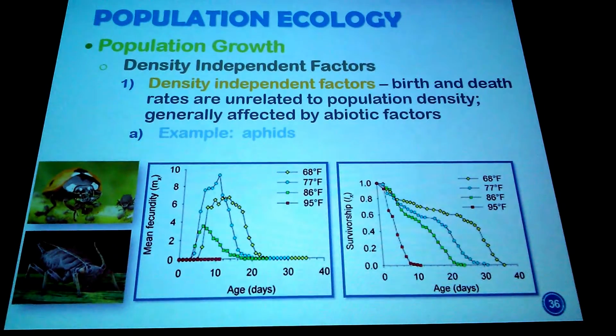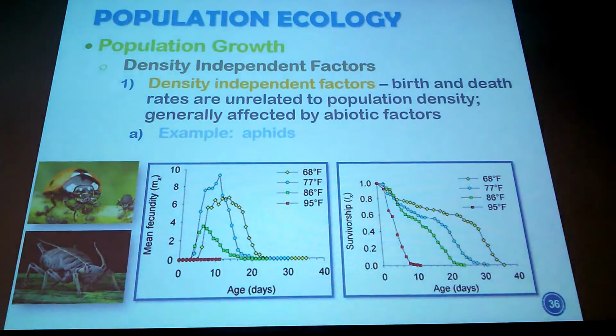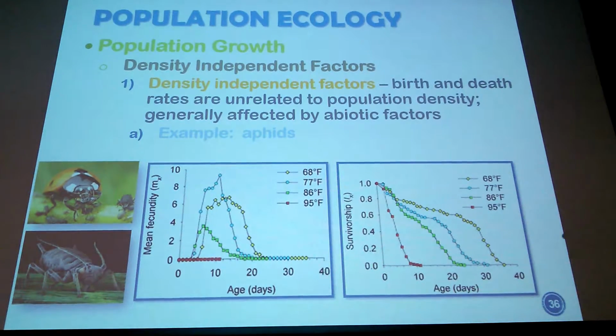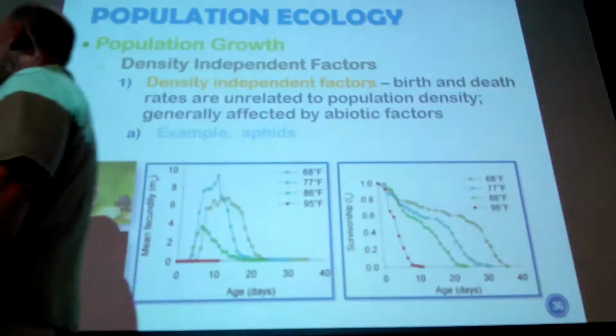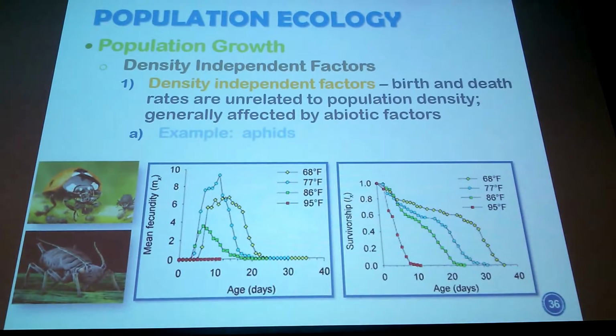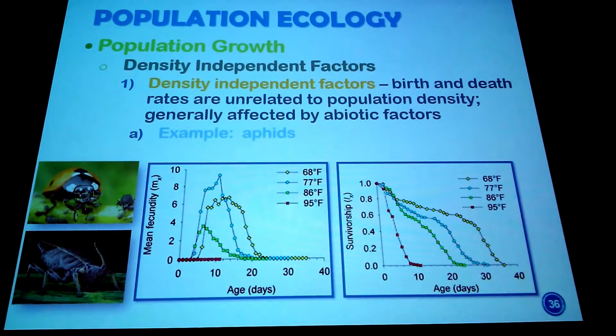Now, shifting gears, pay attention. It says density independent factors. Things that affect population that has nothing to do with the population size. Birth and death rates are unrelated to population density, generally affected by abiotic factors. What are abiotic factors again? Non-living factors. One of the examples we could take here are aphids.